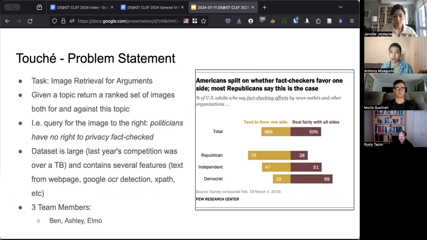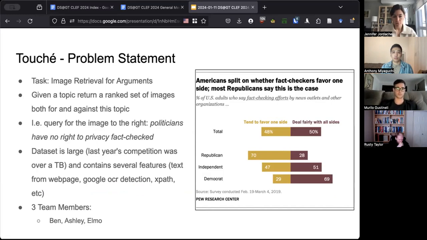So I'll hand it over to Ben. Thanks, Anthony. So I'm leading the Touché image retrieval for arguments task. It's a competition that's been around in the Touché competition for a while. It actually has several different subtasks. The one we're focused on is a specific image retrieval for arguments.